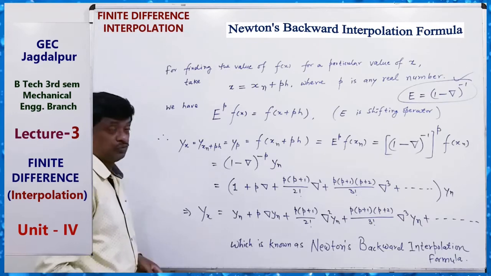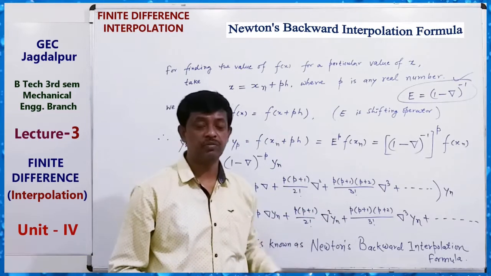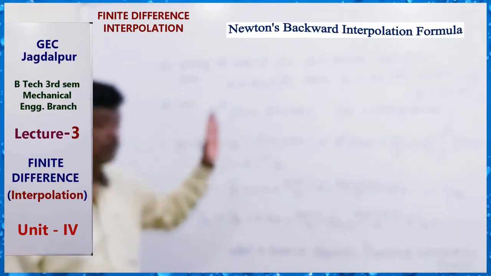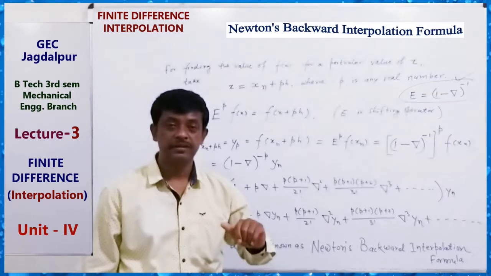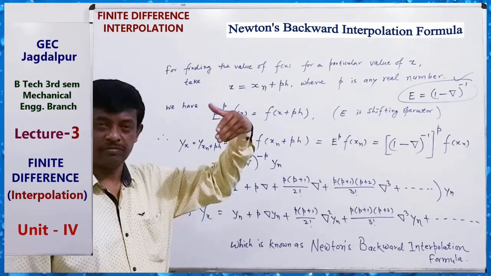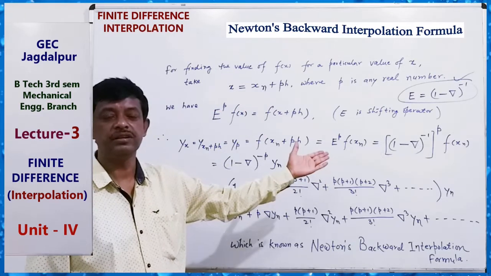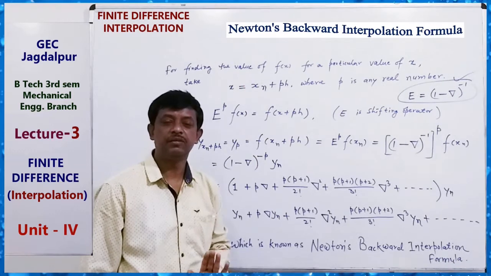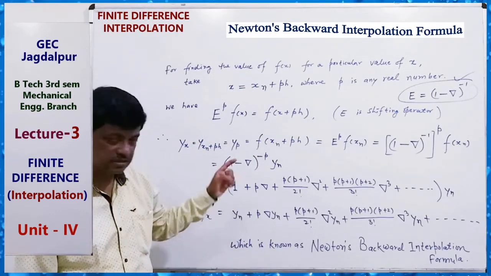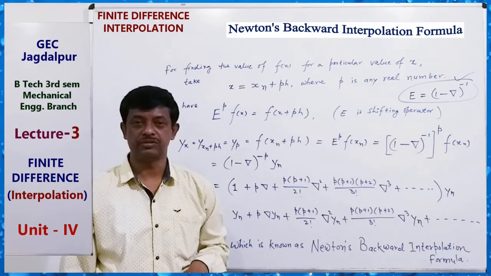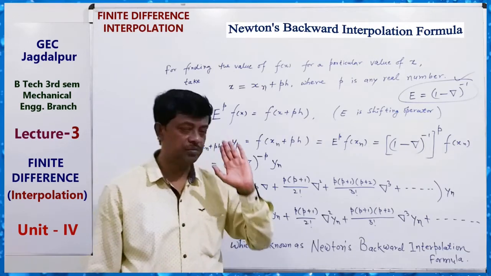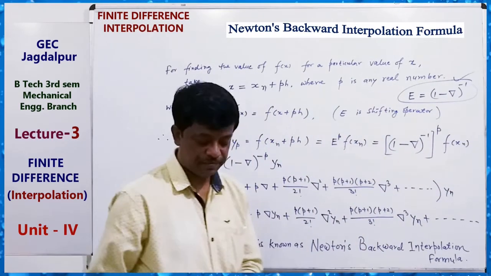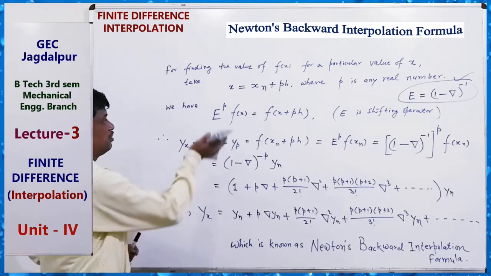So these two formulas, Newton's forward formula and Newton's backward formula, are used for interpolating the value of the function. When the targeted value of x lies at the beginning of the table, the forward formula is used, and when it lies at the end of the table, the backward formula is used. So Newton's forward and backward formulas are very useful for interpolating.